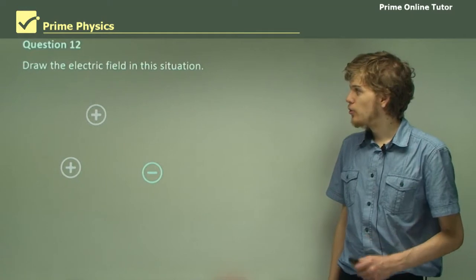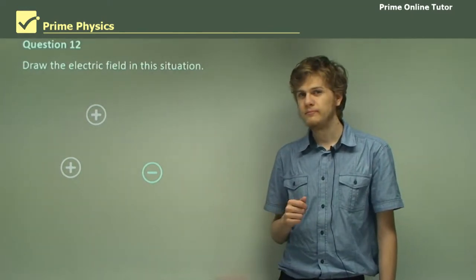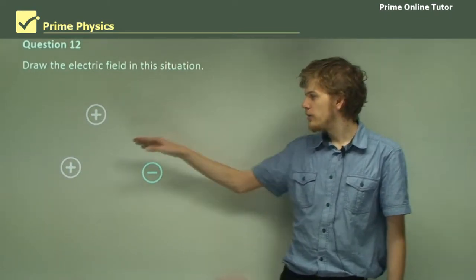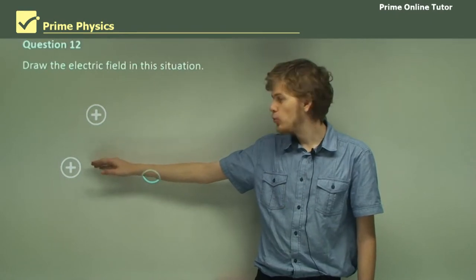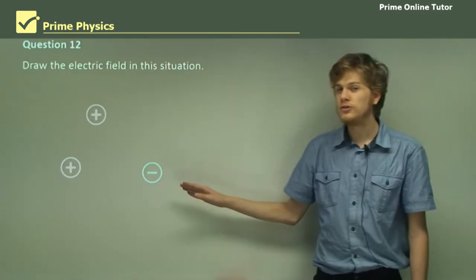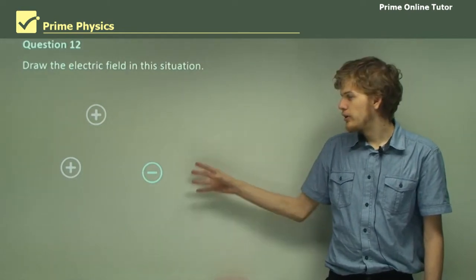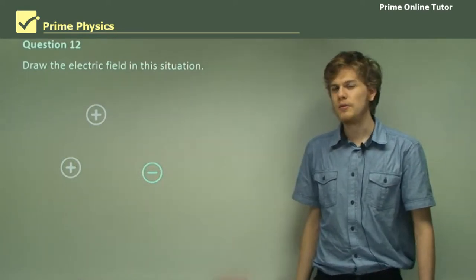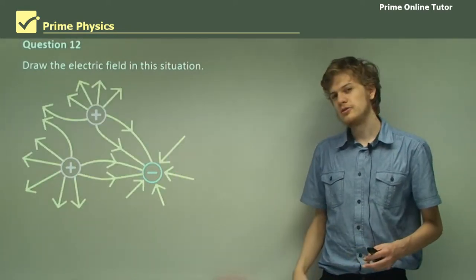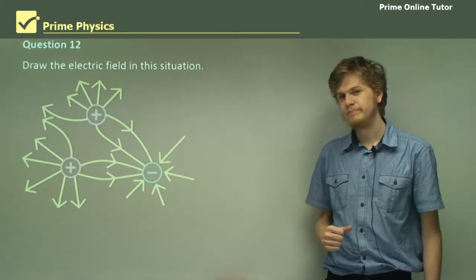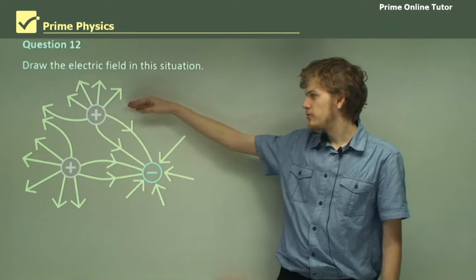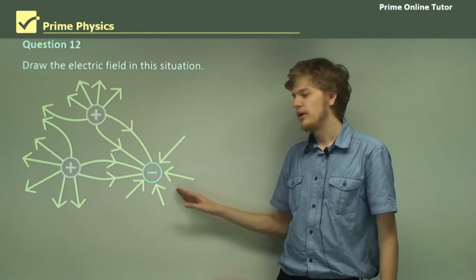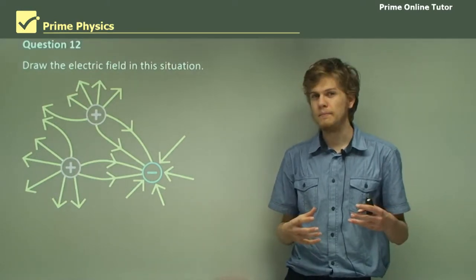Question 12. Draw the electric field in this situation. We have two positive charges and one negative charge. Now we know that the field lines of the electric field will point away from the positive charges and towards the negative charges. So drawing lots of arrows pointing into the negative charge and lots of arrows pointing away from the positive charges might give us something like this. So your answer should look something similar to this picture. We can see that the positive charges always have electric field lines pointing away from them, and the negative charge always has field lines pointing towards it.